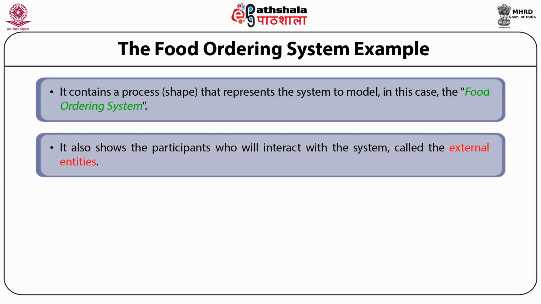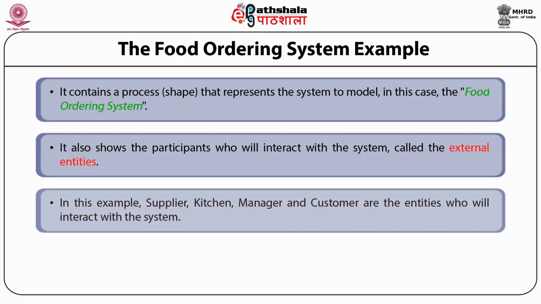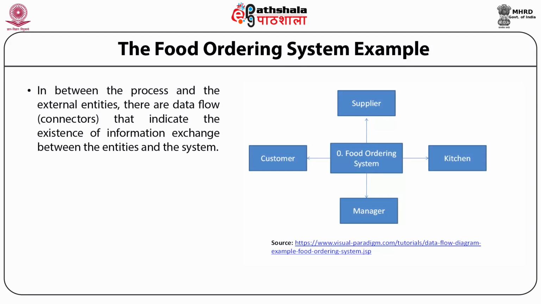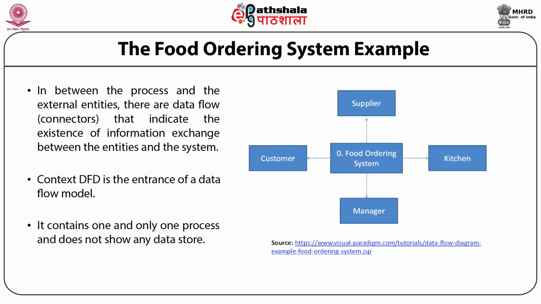It also shows participants who will interact with the system and are called the external entities. In this example, supplier, kitchen, manager, and customer are all entities who will interact with the system. In between the process and the external entities, there are data flow connectors that show the existence of information exchange between the entities and the system. Context data flow diagram is the entrance of a data flow model. It contains one and only one process and does not show any data store.